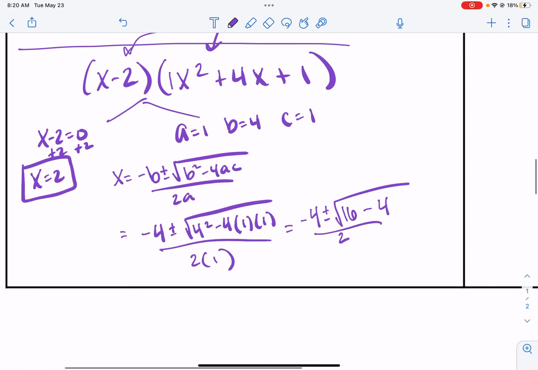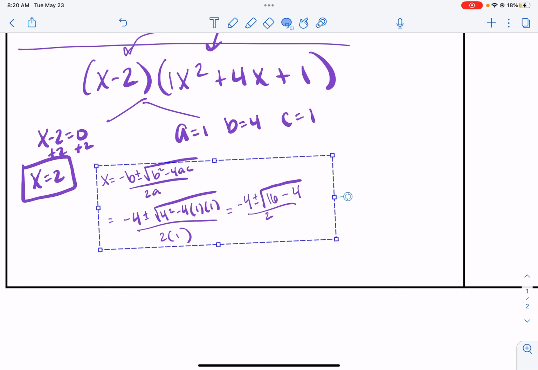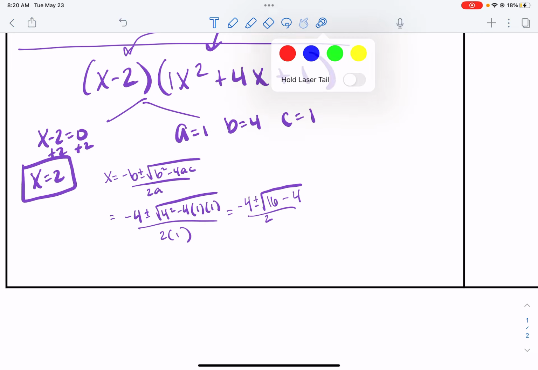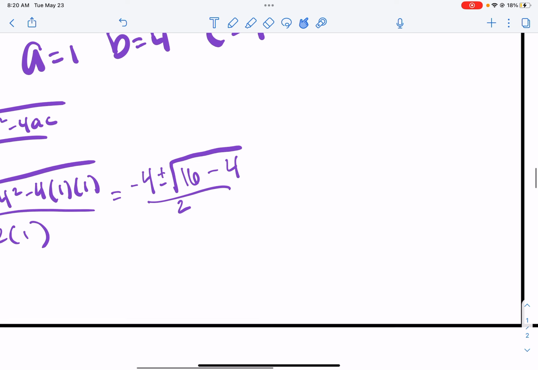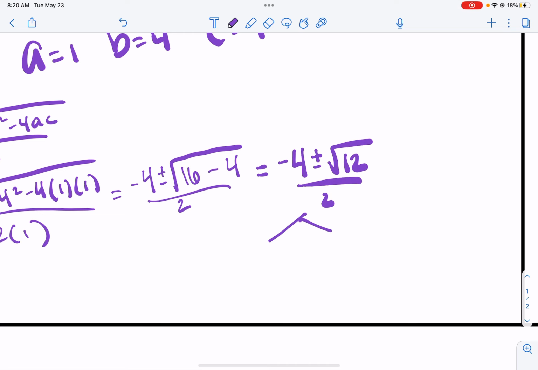Okay, and now here's where sometimes people get a little confused. These answers might not always be like perfect, right? Sometimes they're going to be a decimal. Sometimes they could even be imaginary, right? I mean, as long as you're doing your math right, you might not just get a number. So this is -4 plus or minus the square root of 12 divided by 2.